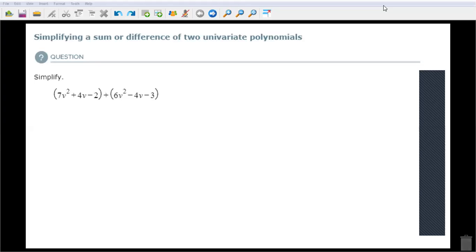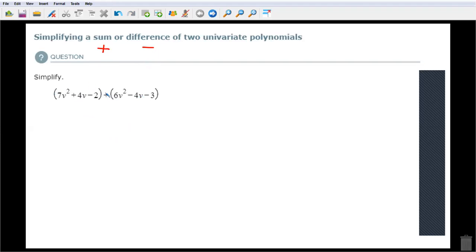So the next topic we're going to talk about is simplifying a sum or difference of two univariate polynomials. Just as a reminder, sum means that we are going to add, difference means that we are going to subtract. So basically what we're going to do here is take two polynomials and add them together or subtract them.